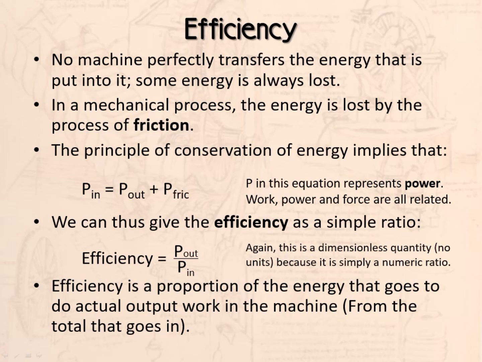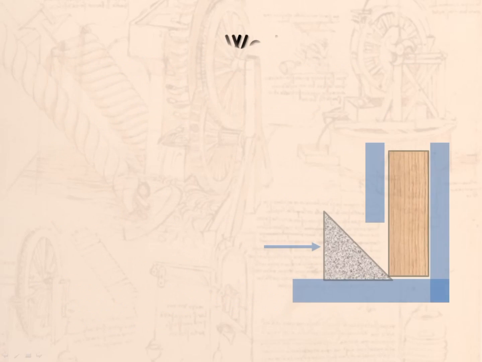And if you multiply that by 100, you will have a percentage for the efficiency. And no machine is 100% efficient. So just quickly to mention that we have talked about power kind of out of the blue here, and we will go back to it, but consider that work, power, and force are all related. They are all what is called directly proportional to each other.